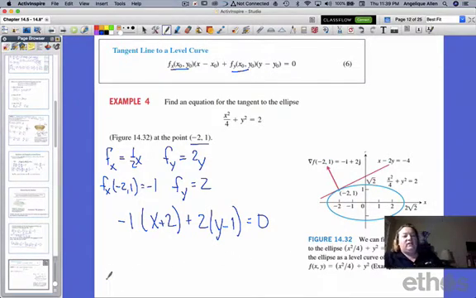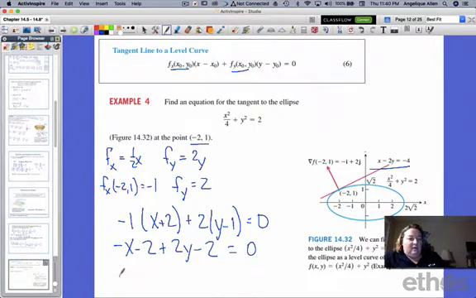So here's the equation of a line. Now we don't leave it in this way. We want to put it in a standard form or a slope-intercept form or something we can understand. So let's distribute this and clean it up. -x minus 2 plus 2y minus 2 equals 0. So we have -x plus 2y equals 4. Or if you don't like leading negatives, you could say x minus 2y equals -4. Either one of those is fine.